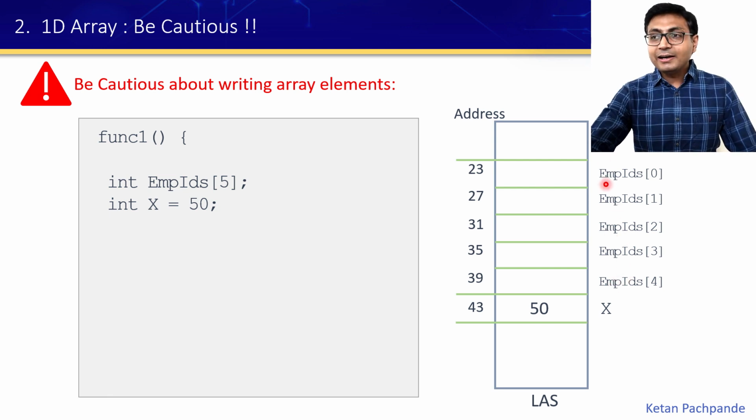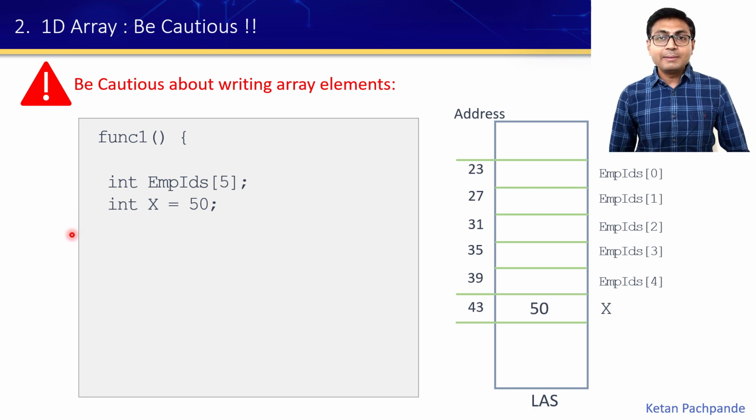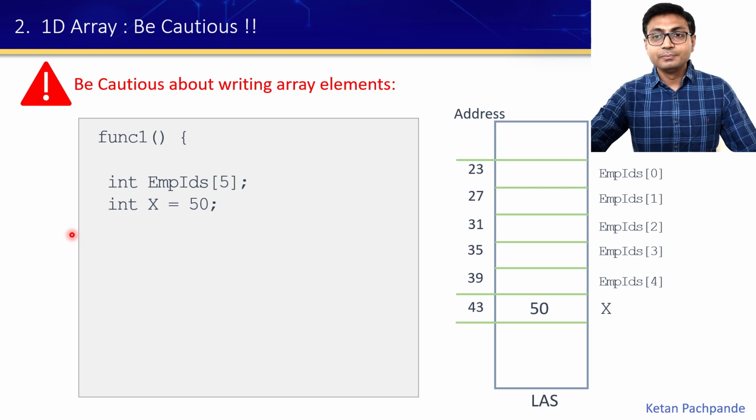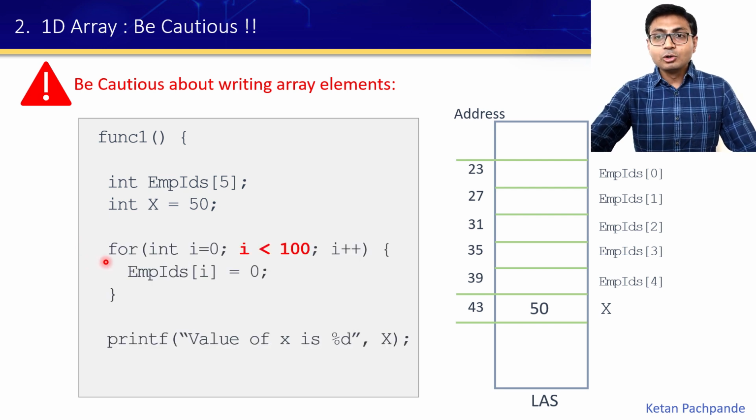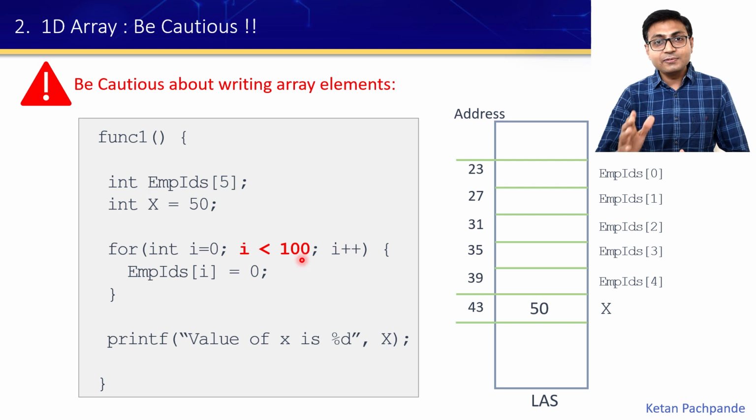And let's assume that after these 5 elements of the array, the memory is allocated for the variable x, in which what value is stored? As of now, the value 50 is stored. Now what I am going to do, I want to write a program to initialize all the elements of the array to 0. Let's write that for loop now. So I write a for loop, integer I starting with 0, I less than 100. Now I know that the array size is 5 only.